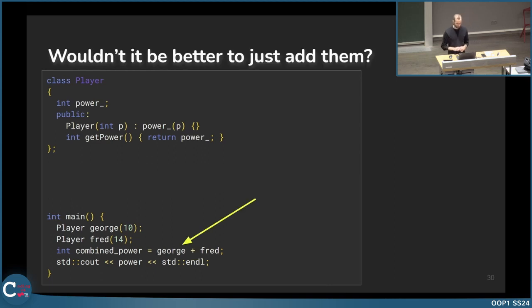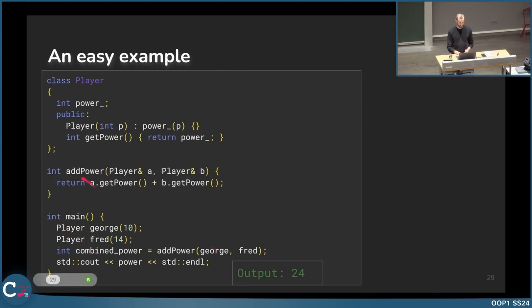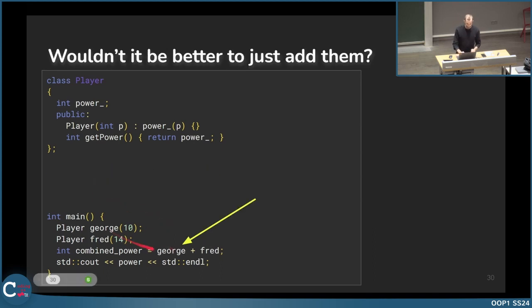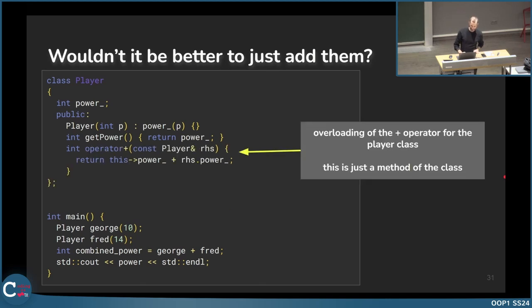But it would be better, cooler, easier, if we could write George plus Fred. It would save us from writing our own print or add power function here. When we could write George plus Fred, we get back the combined power and we can print it. Wouldn't that be cool? And this is already operator overloading.